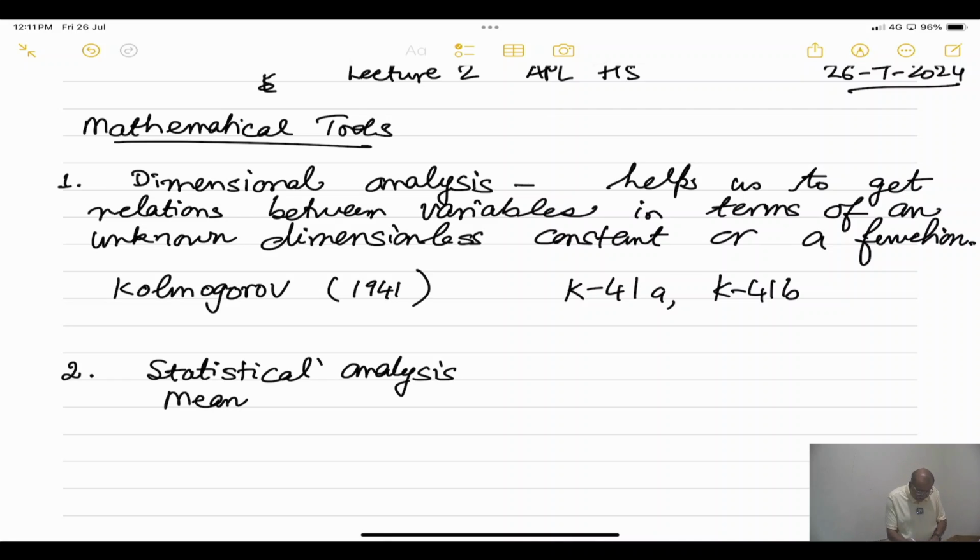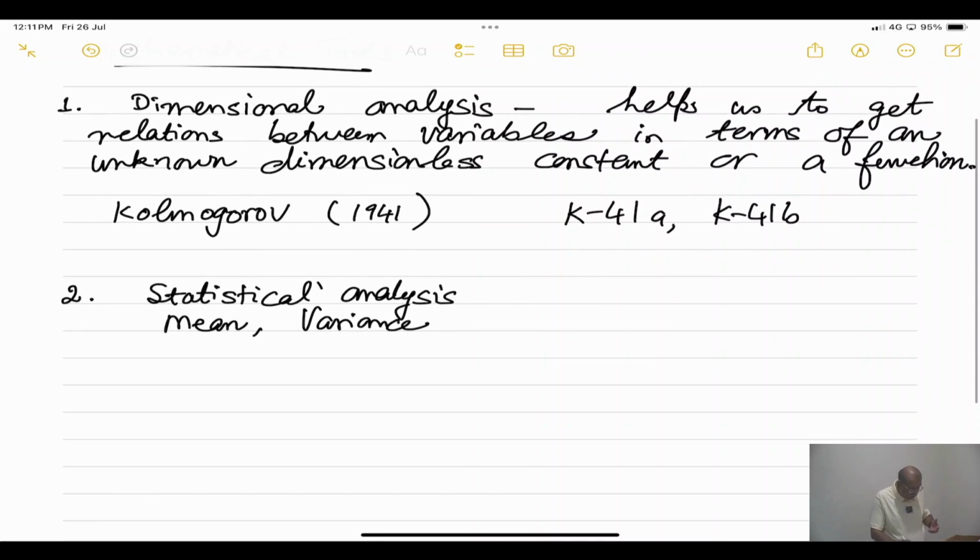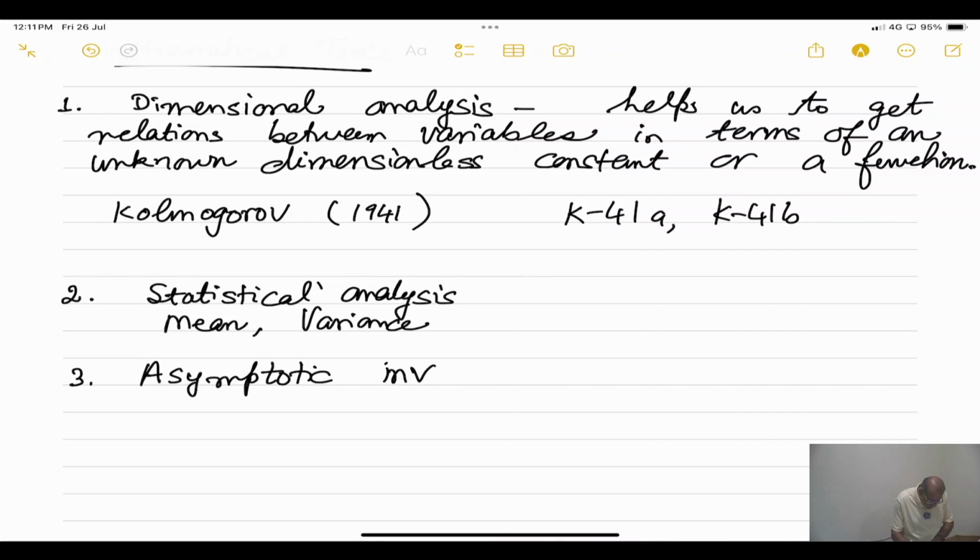We'll talk of quantities like mean, variance and their properties, and related to these many more terms will come: homogeneity, statistically stationary flow and things like that. So statistical analysis becomes an important part when we try to develop a theory of turbulence. And then another technique or another tool which we use is called asymptotic invariance.